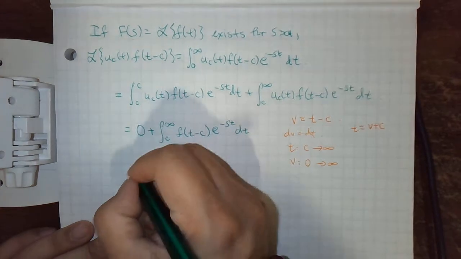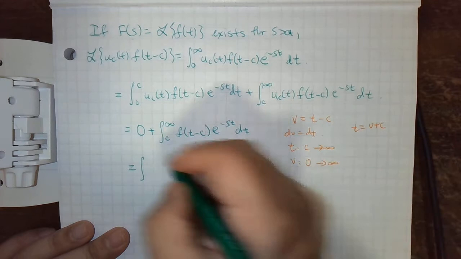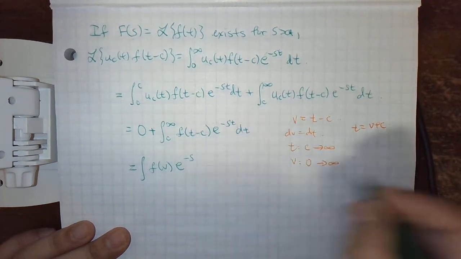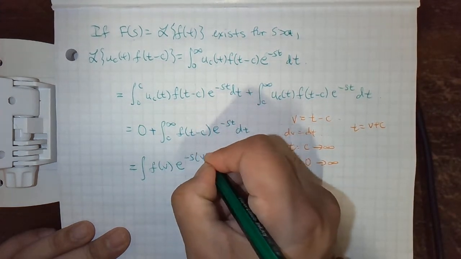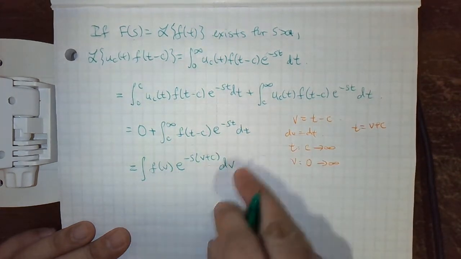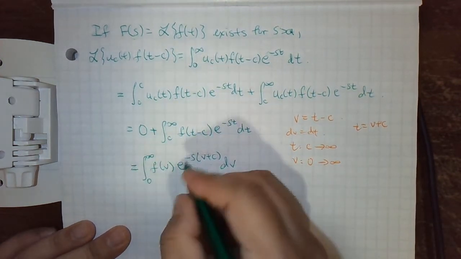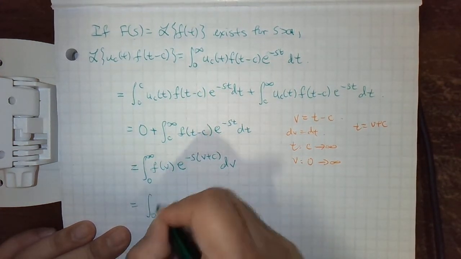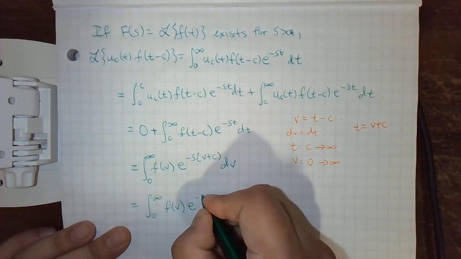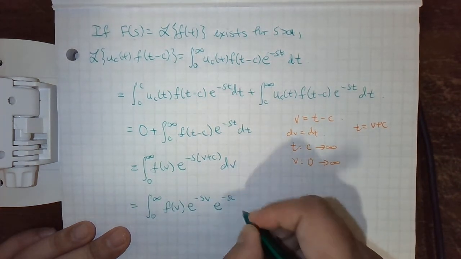Okay, what does that mean? So I'm going to leave the bounds empty for a minute. This is f of v e to the minus s, t is v plus c, dt equals dv, and then we've switched completely to v, so bounds are going to go from 0 to infinity. And now we've got some exponent rules happening here, but basically what we're trying to do is create the Laplace transform of the original function, which looks like it's happening here. I just have an extra factor of e to the minus sc.